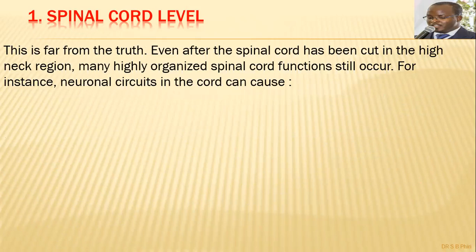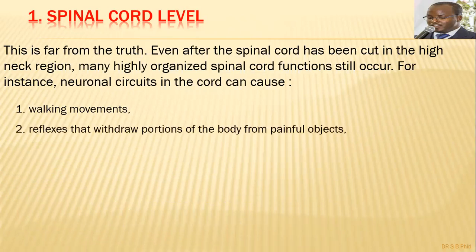Many highly organized spinal cord functions still occur. For instance, neuronal circuits in the cord can still cause certain movements. So what this statement is saying is that the spinal cord is not just a conduit for the movement of those ascending and descending sensory and motor pathways. It also contains centers that are involved in regulation of certain movements. So for instance, walking movements can be controlled at the level of the spinal cord.